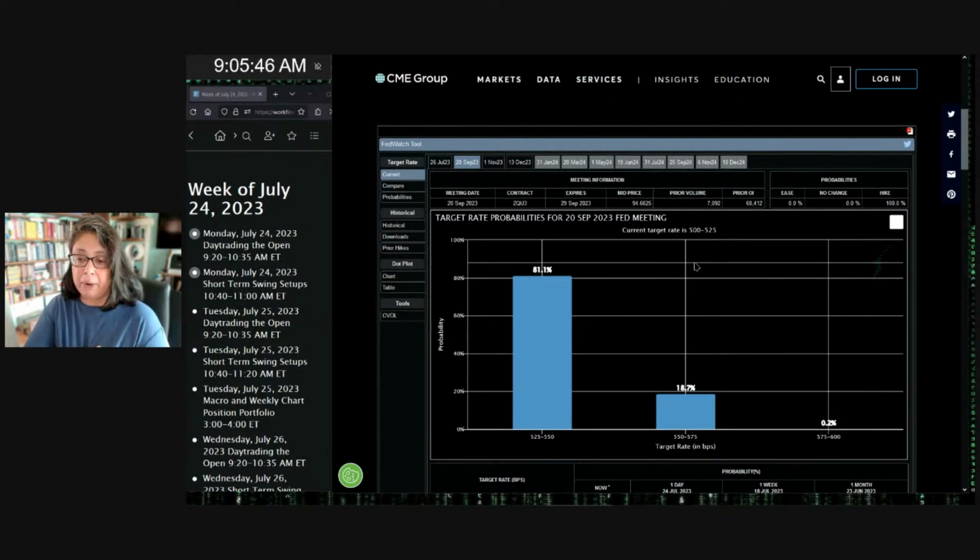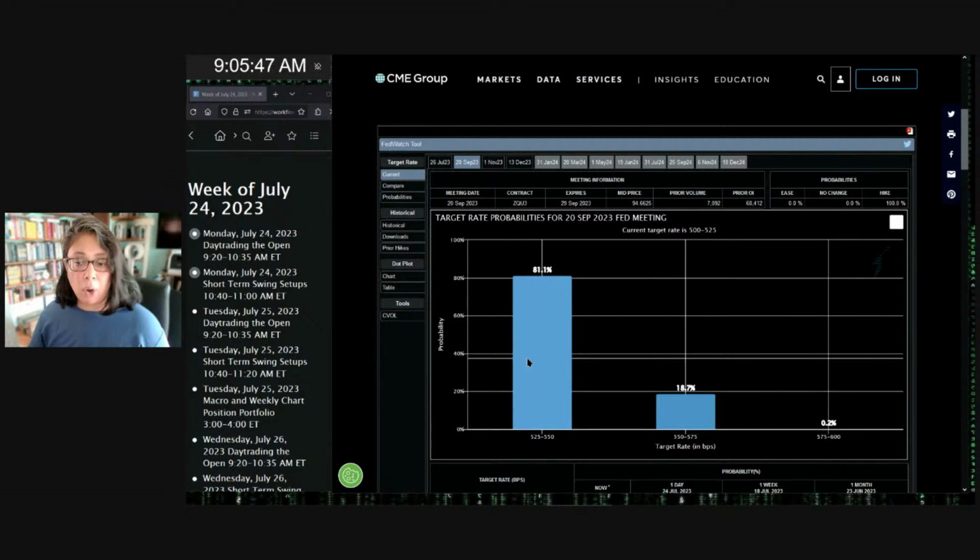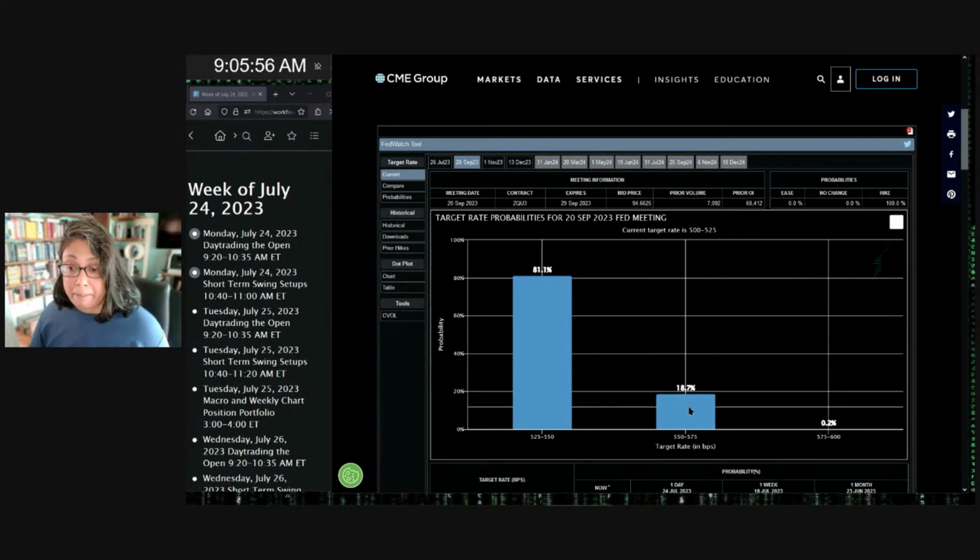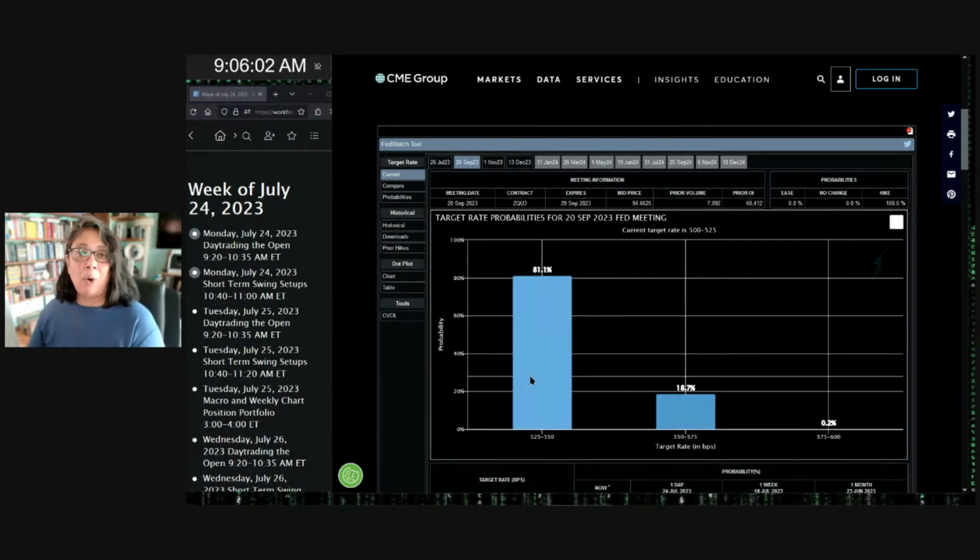So please remember, the probability is that we hold. There's a possibility that we hike. So if anyone says, oh, we could see 5.5 to 5.75 in September, and doesn't mention that it's basically 1/4 the probability of the hold, right? They're just trying to stir people up.